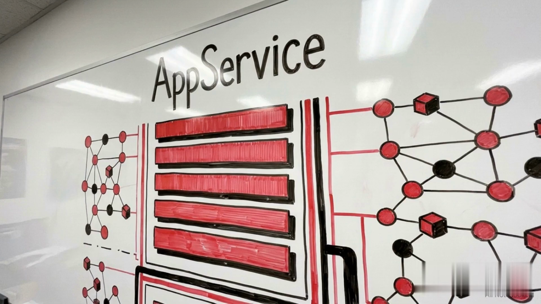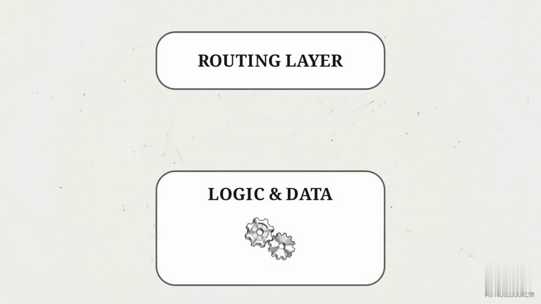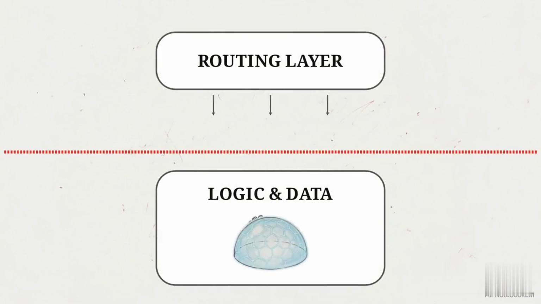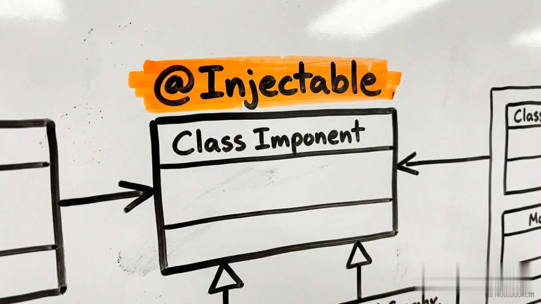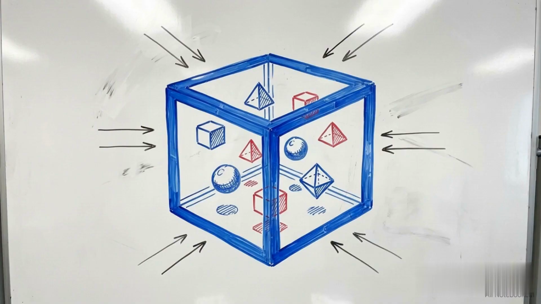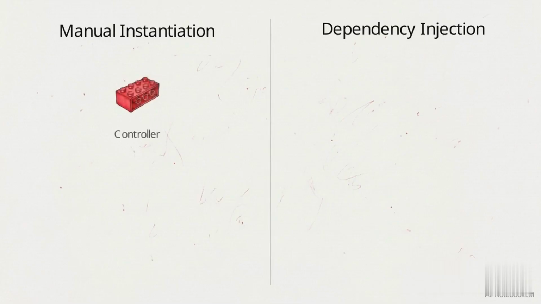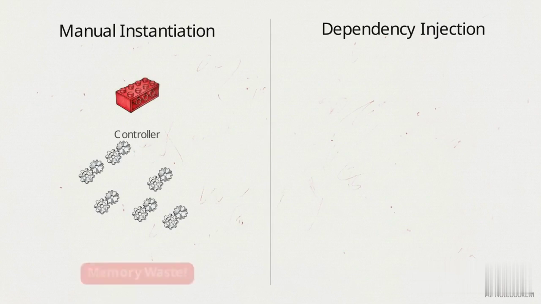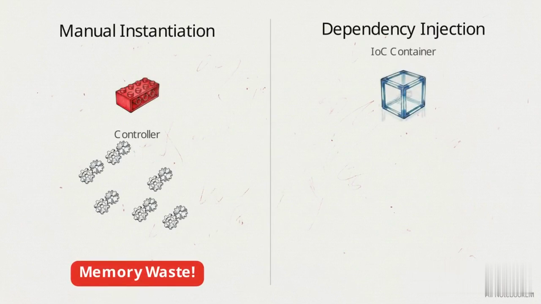Services are a type of provider in NestJS, specifically designed to isolate your logic and database interactions completely away from the routing layer. To make a service usable across the application, you must mark it with the @Injectable decorator. This registers the class with Nest's inversion of control container. This flowchart breaks down why that matters. Instead of a controller manually instantiating a new service every time it runs, which wastes memory, the inversion of control container manages a single shared instance. It then injects that exact instance directly into the controller.